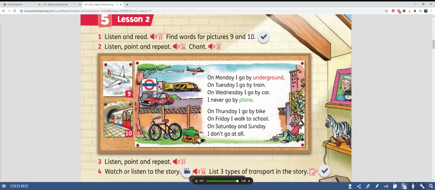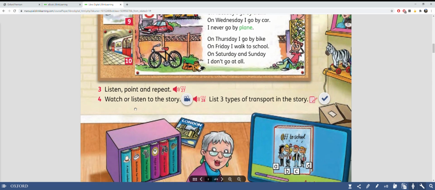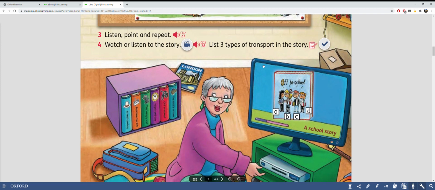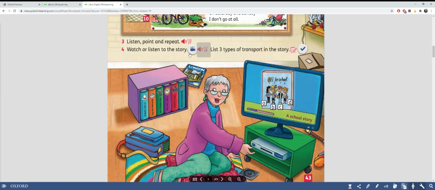Good. So that was the chant. We have underground and plane, but also all the words that we learned, like for example train, car, bike, and so on. So now we are going to focus on activity number 3, which is listen, point, and repeat. Pay attention to this. We are going to listen, point, and repeat right now. Let's do it.